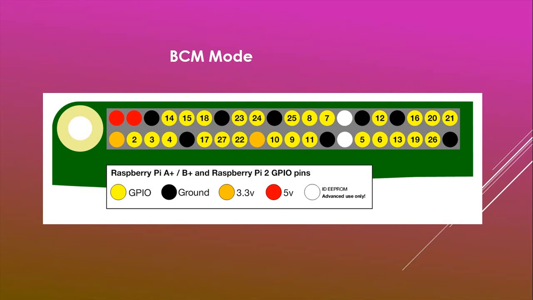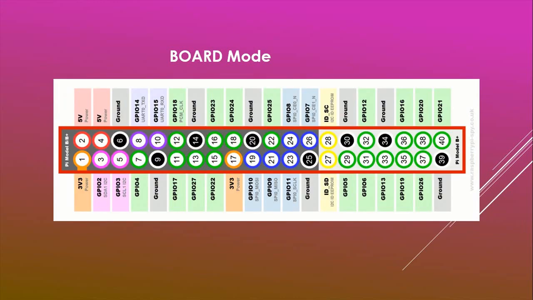You need to know that in the Raspberry Pi, there are two ways of numbering the pins. If you want to use the BCM mode, you will need this image to map every pin with the right number. The number in the yellow circle is the number of the pin that you need if you will use it in the programming part. The black circles are the ground or GND, and you have a 3.3 volt pin and a 5 volt pin. And this is the board mode.